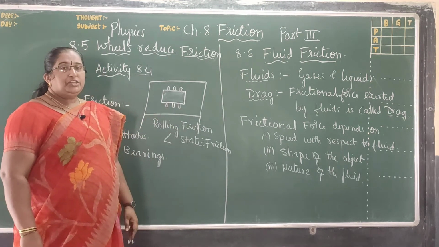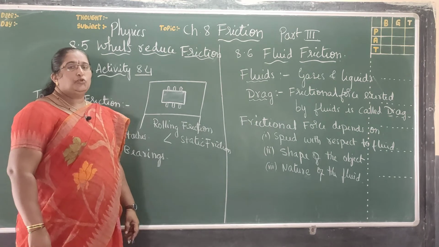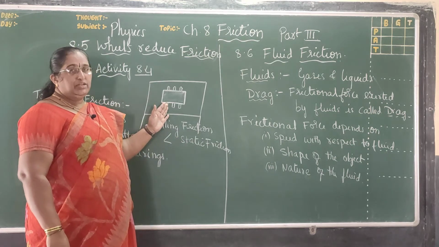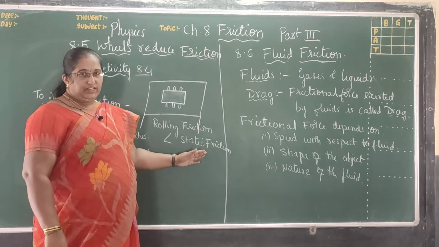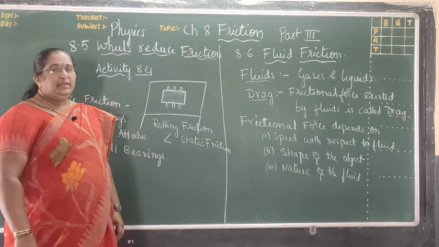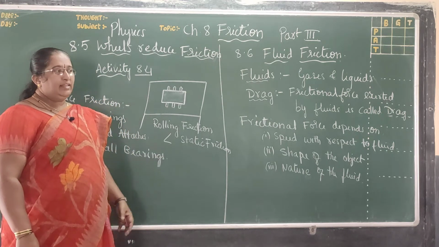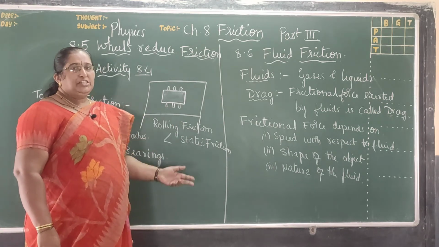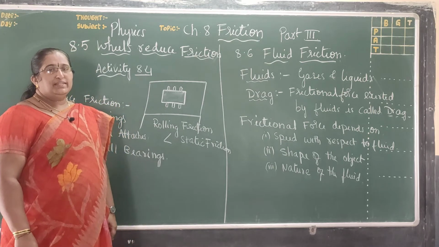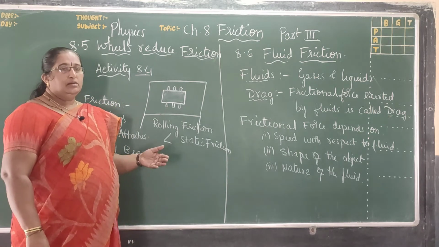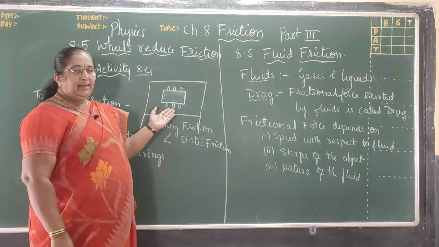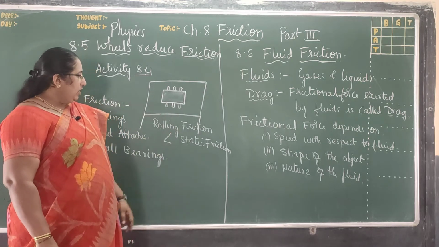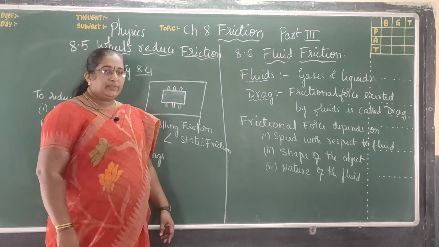So the friction that comes into being when one object is rolled on another, we call it rolling friction. And rolling friction will always be less than static friction. Static friction comes into being when an object at rest is pushed; the frictional force that acts, we call it static friction. And rolling friction comes into being when an object is moved on a rolling object, then it moves freely because it reduces friction. Therefore, rolling friction will always be less than static friction.